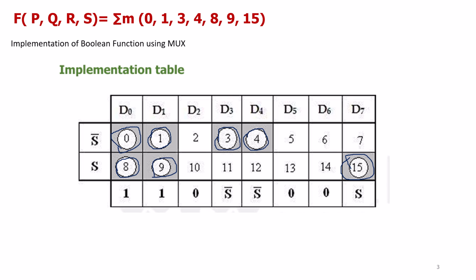Now I am going to apply the rule. The rule here is, if both S bar and S in the vertical pair are circled, then the D value is equal to 1. If neither of the two vertical positions is circled, then that value is equal to 0. If only one of them is circled, connected to S bar or S, you have to make a note of the corresponding value. That's all. So for D0, minterm values 0 and 8 are circled, so the answer is 1. D0 is connected to 1.